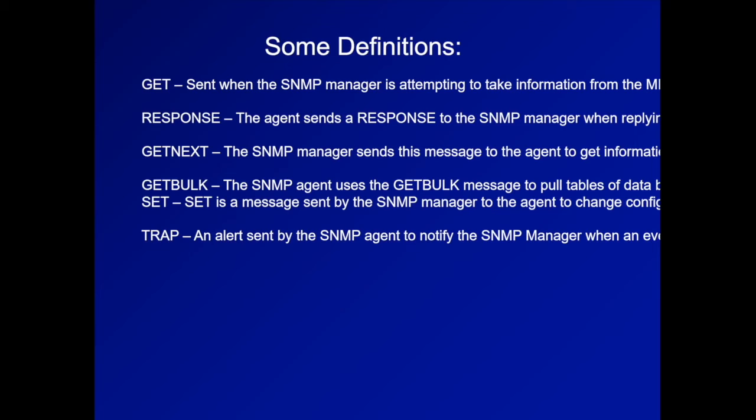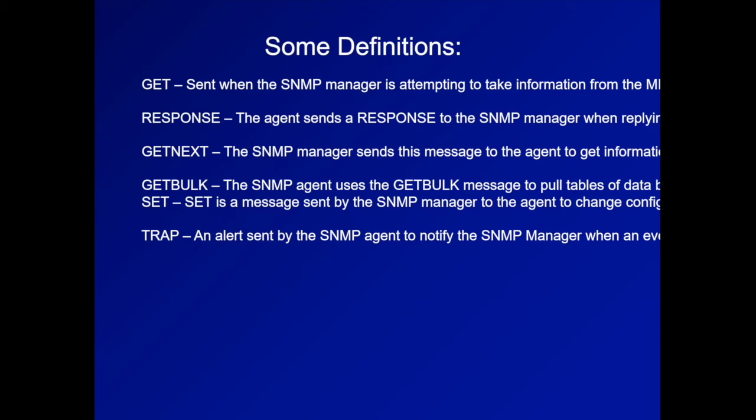It provides the SNMP manager with the variables that were requested originally. So it's basically, here's what I want to know, and the thing comes back and says, here's what you asked for. It's very simple. A GET next is the SNMP manager sends this message to the agent to get information from the next OID string within the MIB tree. So in other words, it does it in order. And you can do that.